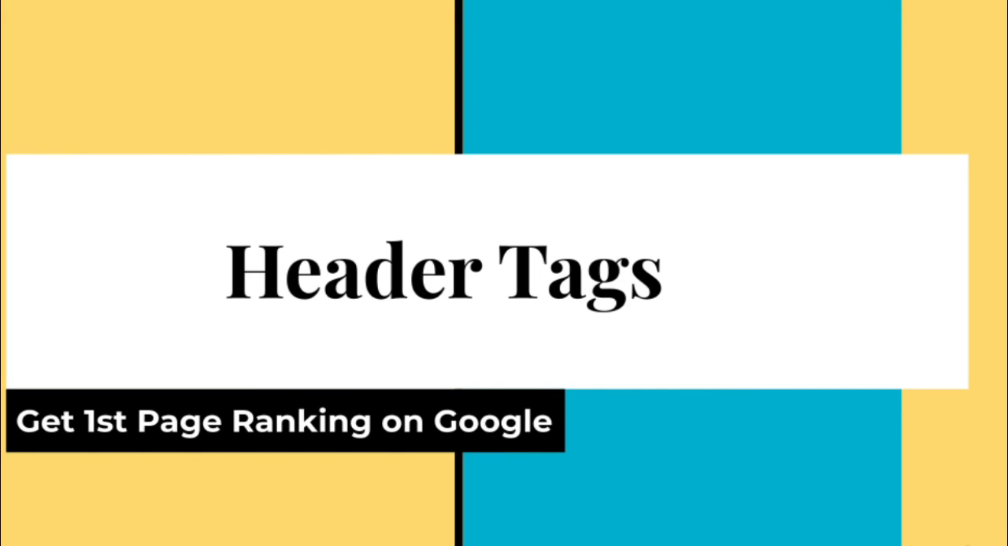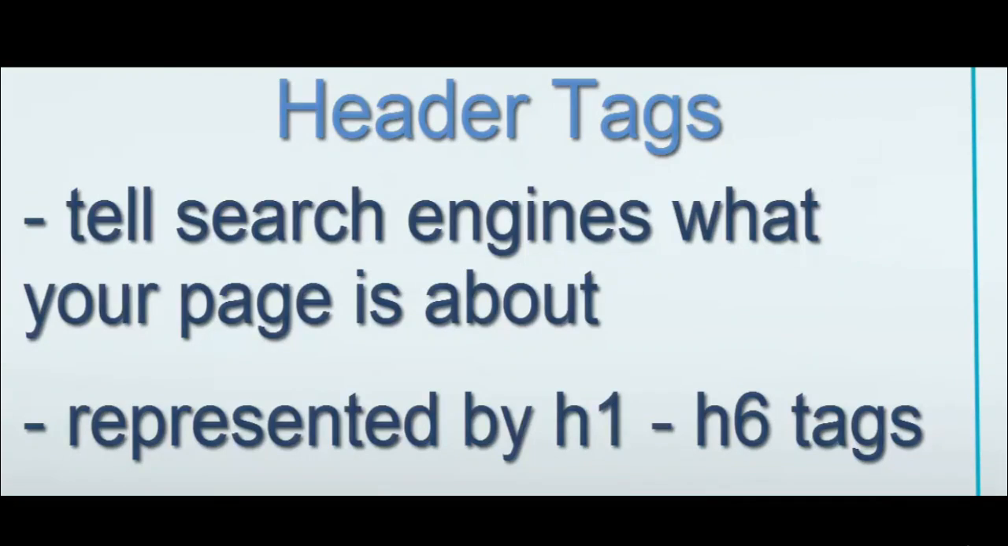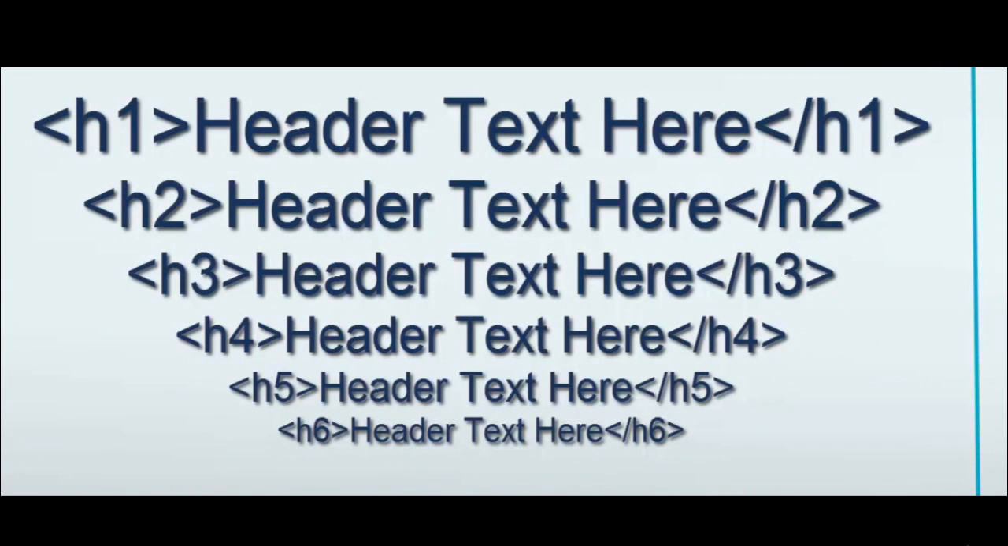Header tags are your way of telling Google what your page is all about. It tells them what is most important on your page. And header tags are represented by H1 through H6 tags, with H1 being the largest size and H6 making the text be the smallest size.